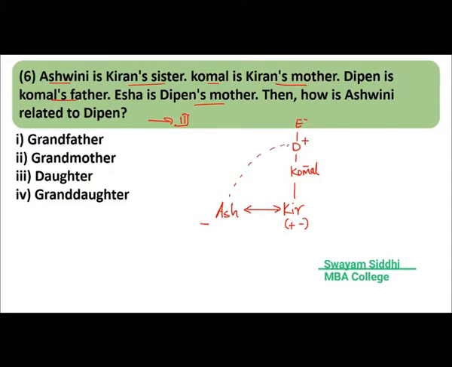Ashwini and Dipen, okay? Dipen's daughter is Komal. Komal's child is Kiran. And Kiran's sibling is Ashwini. So Komal's daughter is also Ashwini. One child is Kiran. Kiran's sister is Ashwini. So Komal's daughter is also Ashwini. So Ashwini and Dipen will be what? Grandfather and granddaughter. So how is Ashwini related to Dipen? Ashwini is granddaughter of Dipen. See how easy it was? Moving to next question.